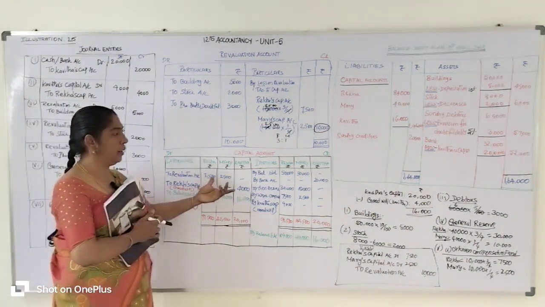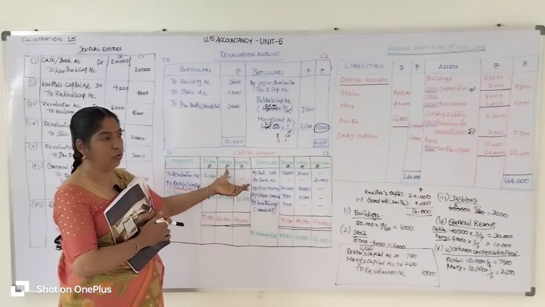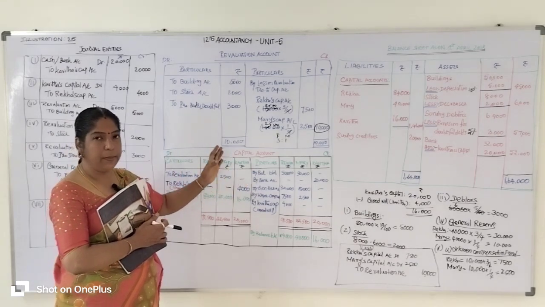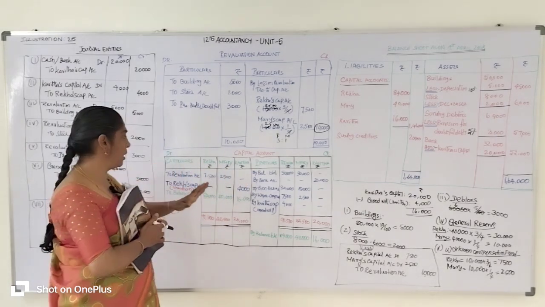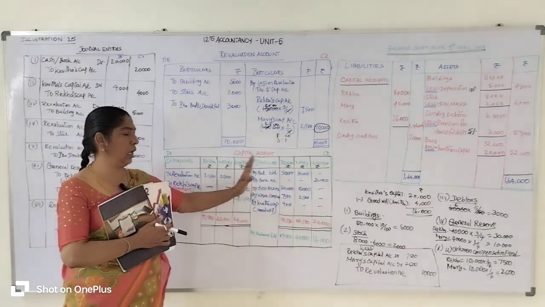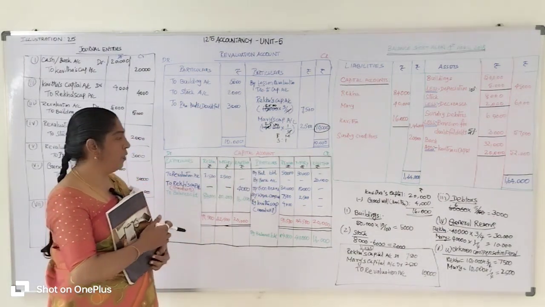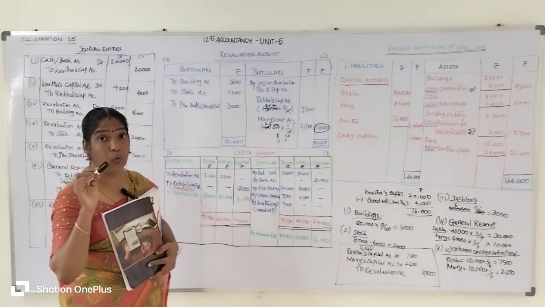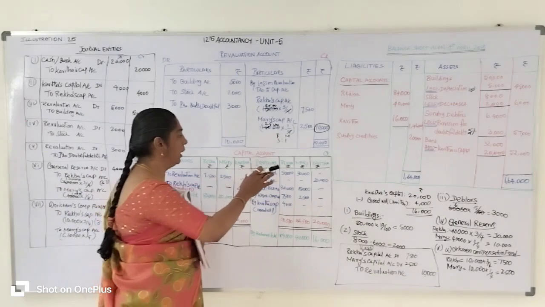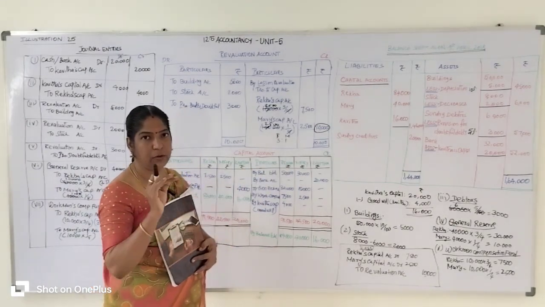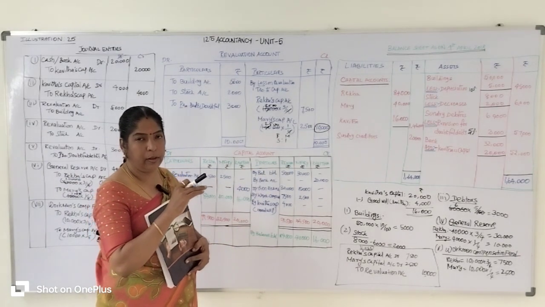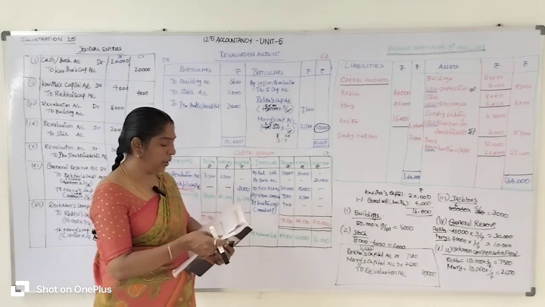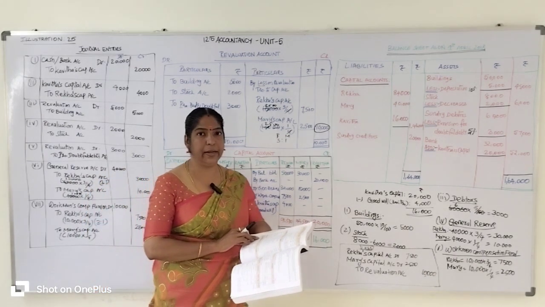Okay, how can you prepare the capital account? The format of the capital account has a debit side and a credit side. Both sides have the same format, that is particulars and the respective partners' names on both sides. Whenever you start to prepare the capital account, you always start with the opening balance of the capital account on the credit side. Which side are you going to enter the opening balance? On the credit side.